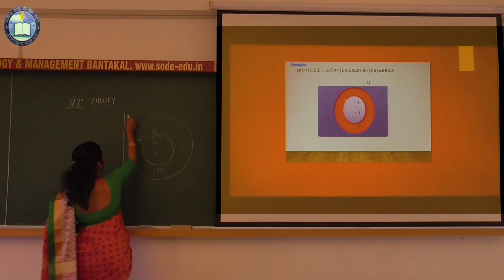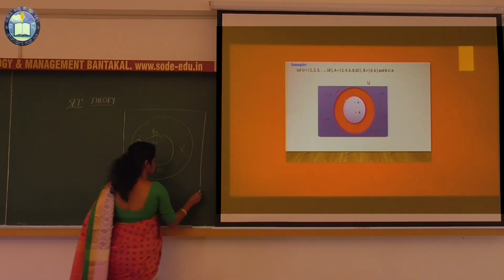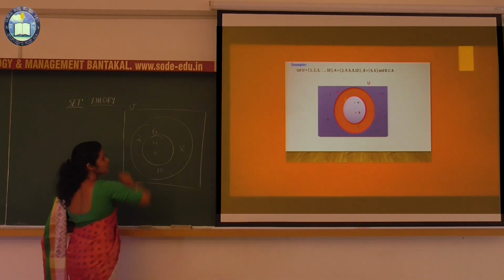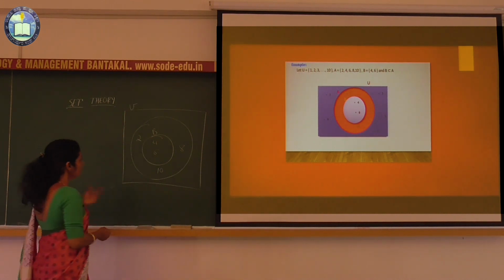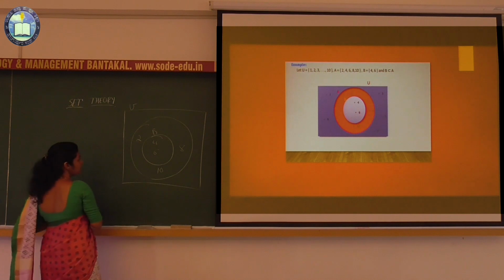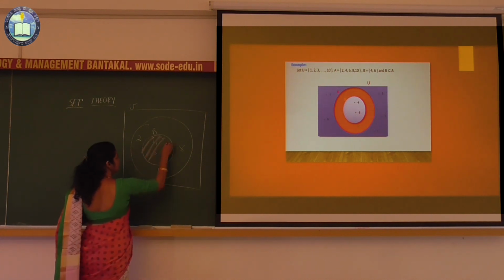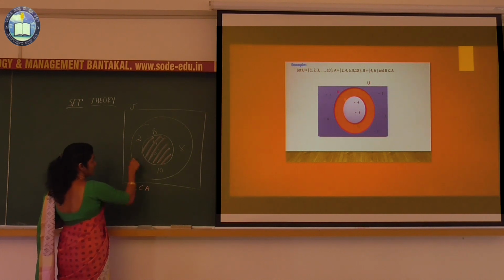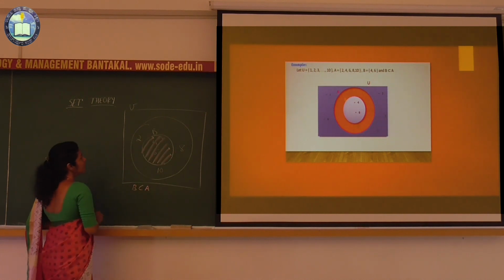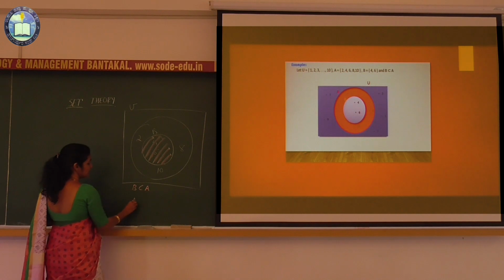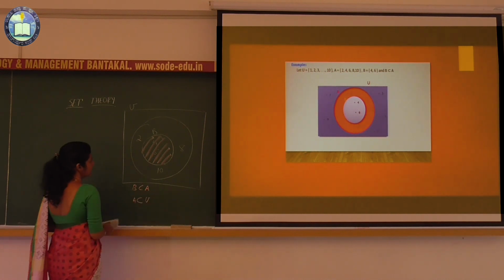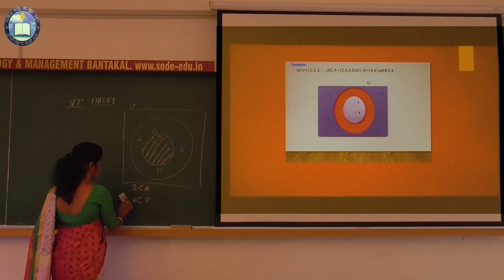Suppose if you put all these inside a rectangle, then that is considered to be the universal set U. If you observe the diagram, see here, this region, that is B now, B is the subset of A, outer set is A. If you observe again, this A is a subset of U. A is the subset of U.